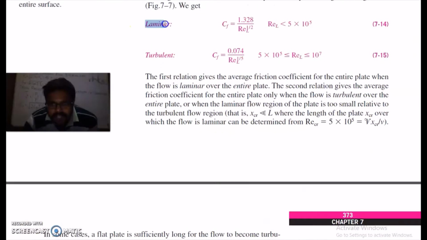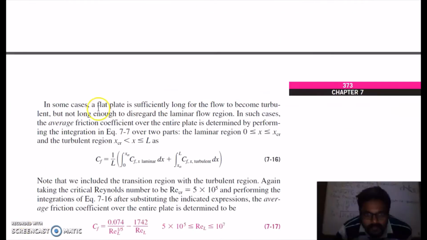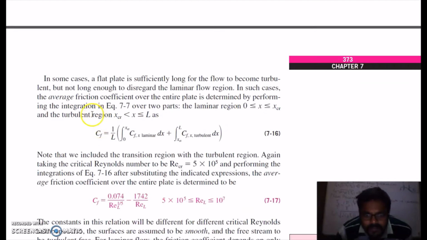So this relation gives the average friction coefficient for the entire plate when flow is laminar over the entire plate, and this relation gives you the average friction coefficient for the entire plate only when the flow is turbulent over the entire plate. But sometimes it is not so the case. A flat plate is sufficiently long for the flow to become turbulent, but not long enough to disregard the laminar flow region. In such case, the average friction coefficient over the entire plate is determined by performing the integration over two parts, laminar region for this range and turbulent region for this range.